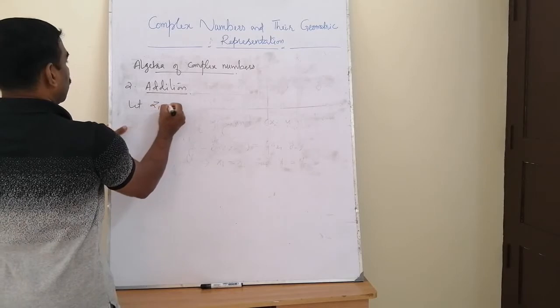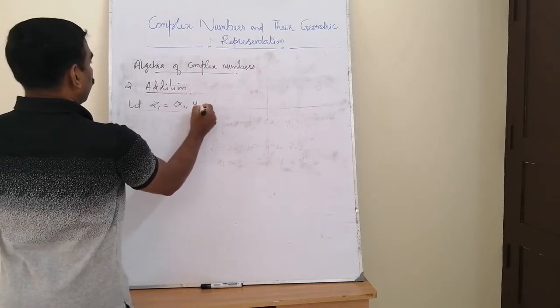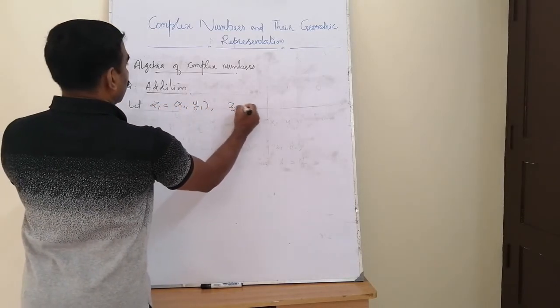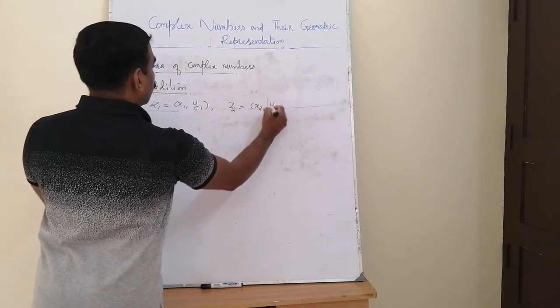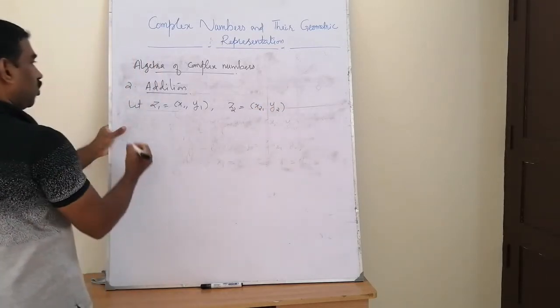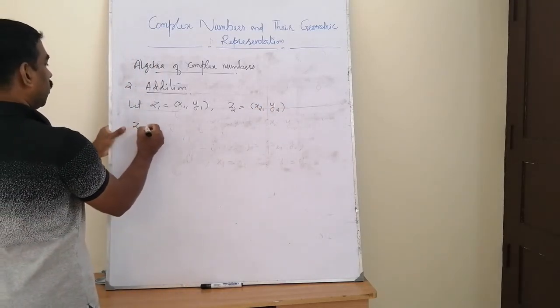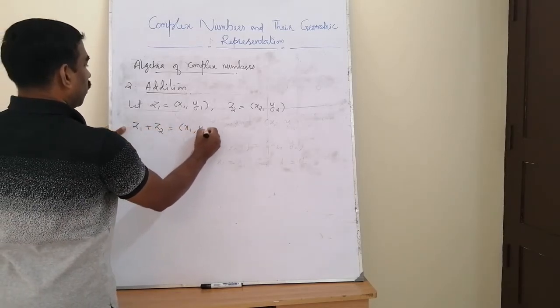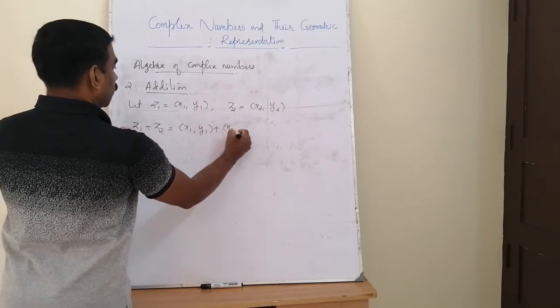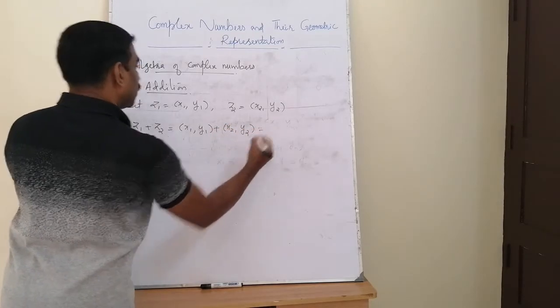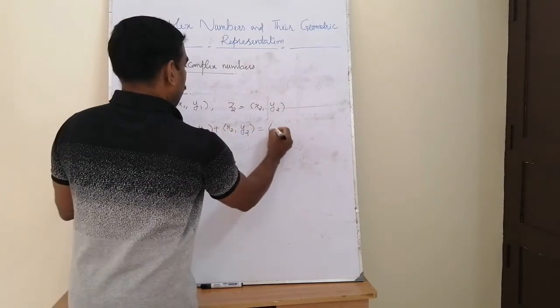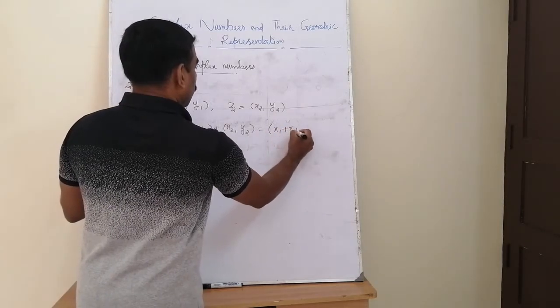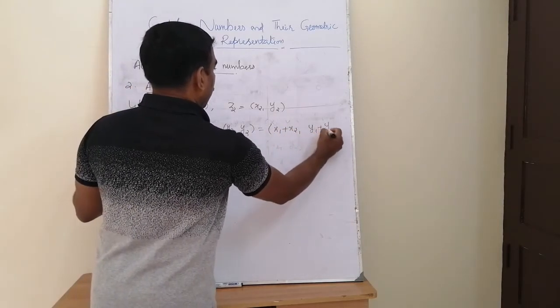Again we are considering two complex numbers. Say z1 is equal to (x1, y1), z2 is equal to (x2, y2), and these two complex numbers are added. That means z1 plus z2 is equal to (x1, y1) plus (x2, y2), and this addition is defined as (x1 plus x2, y1 plus y2).